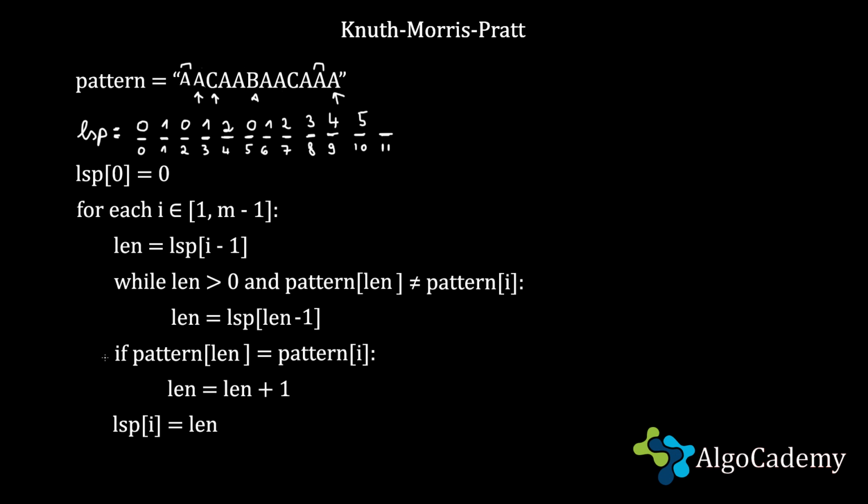Alright. I get out of the while loop. I check one more time to be sure. Is this one equal to this one? Yes. So I increment the len. Len is now equal to 2. And of course the LSP will become 2.